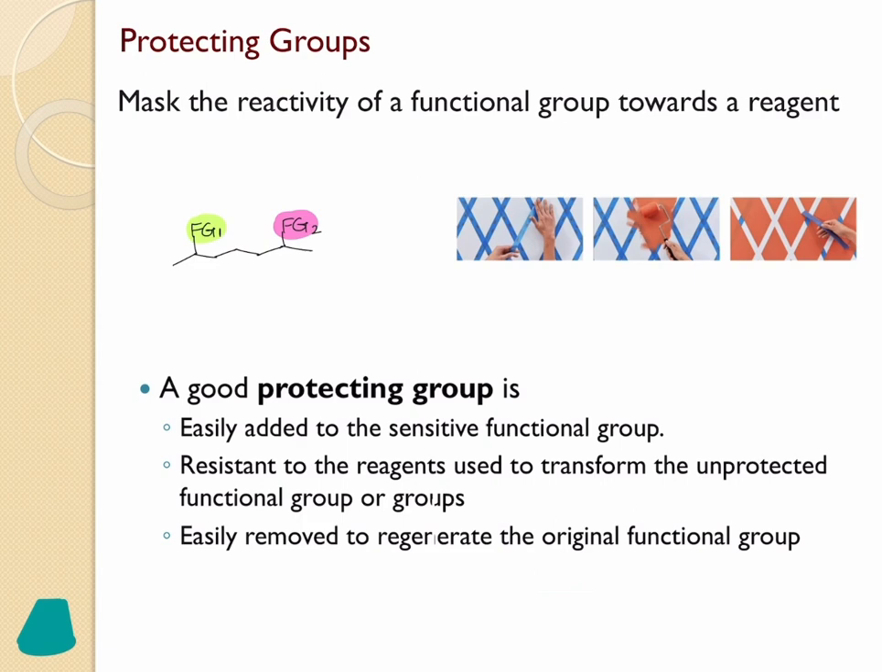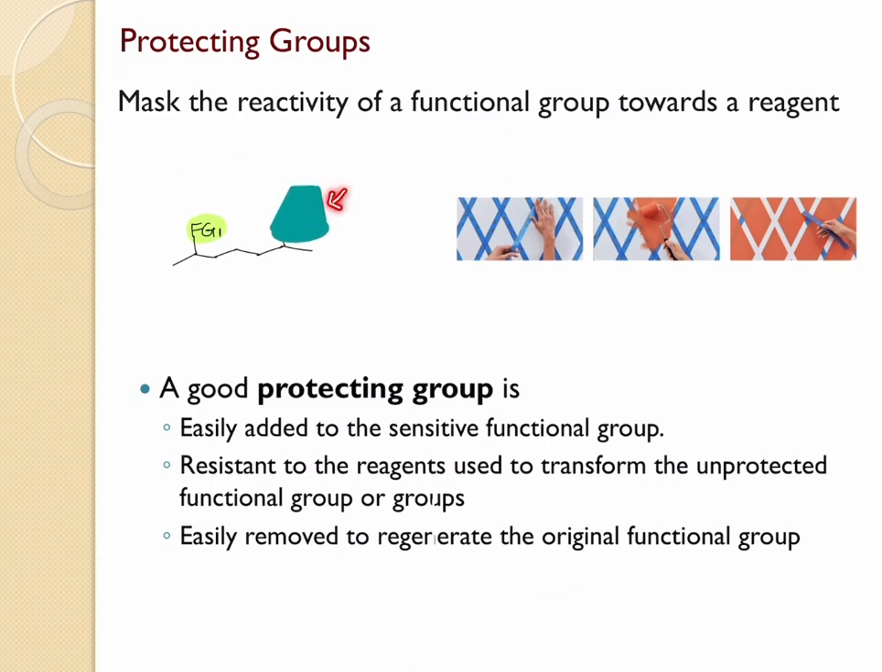Let's say that you have a compound in which there are two functional groups present, functional group 1 and functional group 2, and both of these functional groups are reactive to a particular reagent. But you do not want both of these functional groups to react with a reagent. Instead, you want only one of these functional groups to react. Let's say that you only want functional group 1 to react and not functional group 2. So in which case, you have to protect the functional group 2.